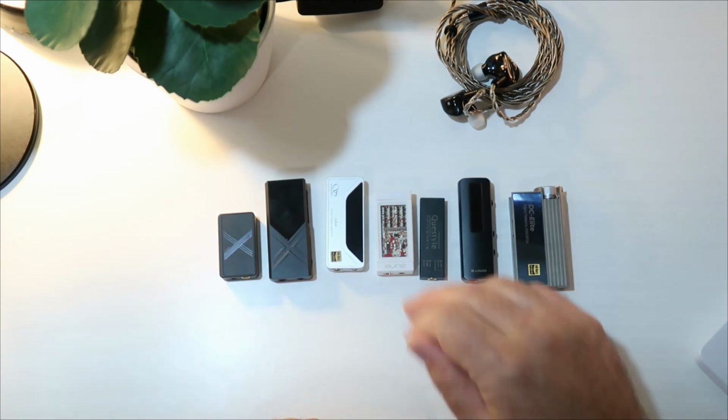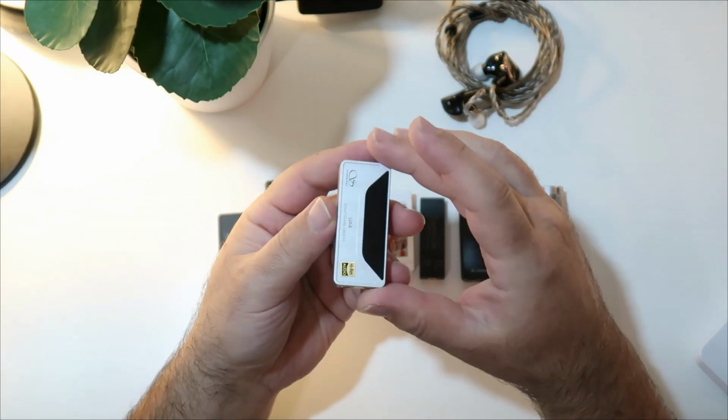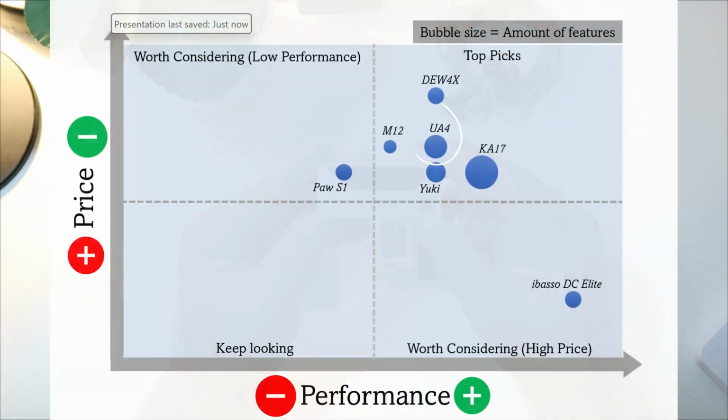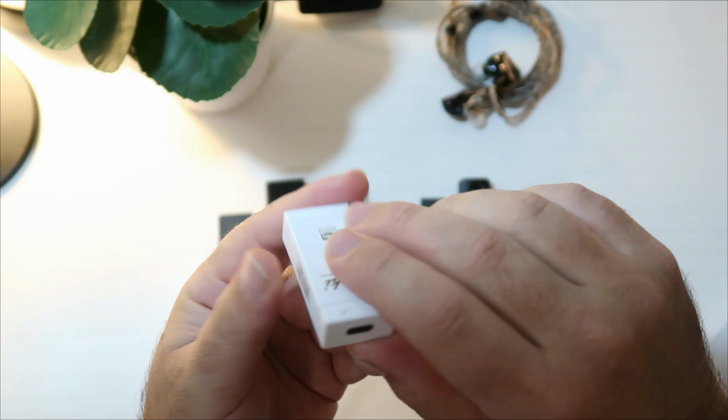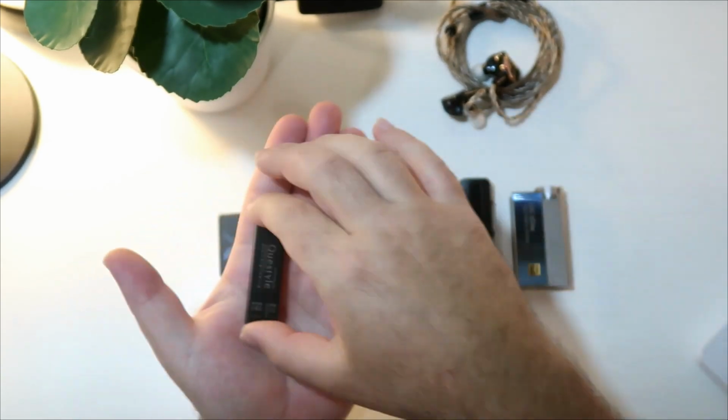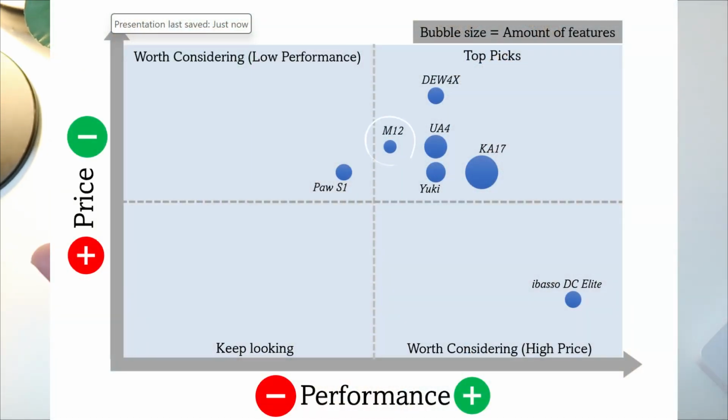The Shanling UA4 strikes a balance with decent performance for its price, along with a feature set that edges out the Aune Yuki. The Aune Yuki, while offering similar performance, has fewer features and a higher price tag than the UA4. Lastly, although unique in their own ways, I don't consider the QStyle M12 and the Lotoo PAW S1 as competitive enough in today's marketplace.